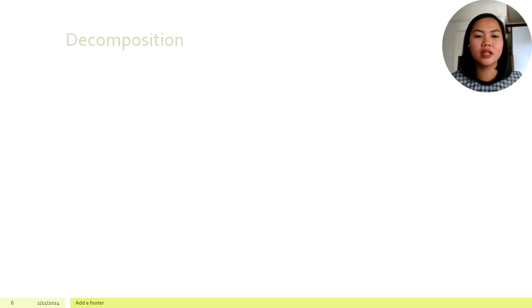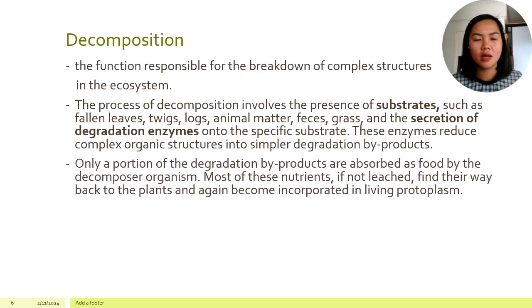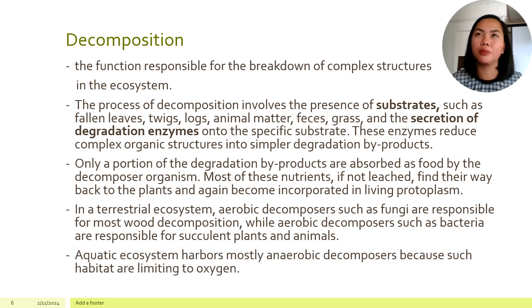Lastly, we have the decomposition function of the ecosystem. This is a function responsible for the breakdown of complex structures in the ecosystem. The process involves the presence of a substrate. There are two materials that we need for decomposition to happen. The first one is a substrate. When we say substrate, these are any materials such as fallen leaves, twigs, logs, animal matter, feces, grass, etc. All dead organic matter is considered a substrate.